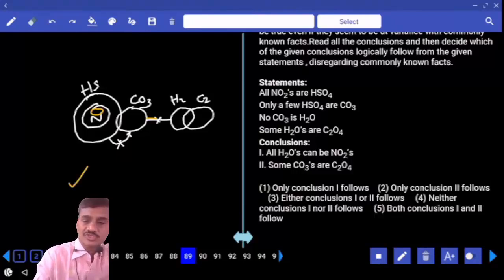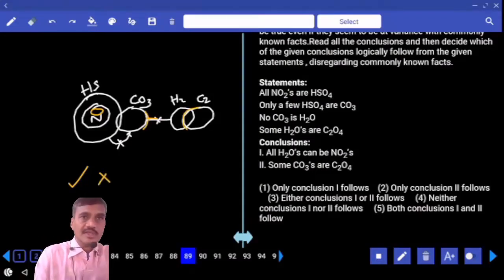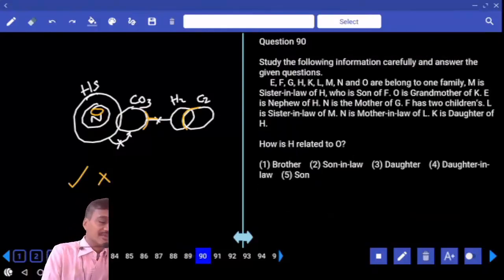Yes, the possibility is true. Some CO3s are C2Os. But CO3 is here, C2O is here, and it is not definitely true. And what is your answer? Only one, choice 1, 89. Then coming to 90 onwards.